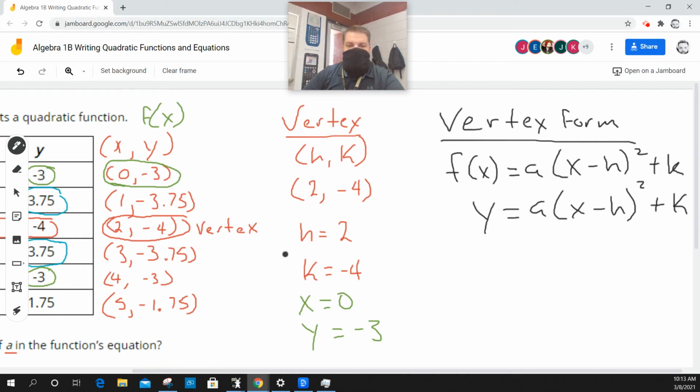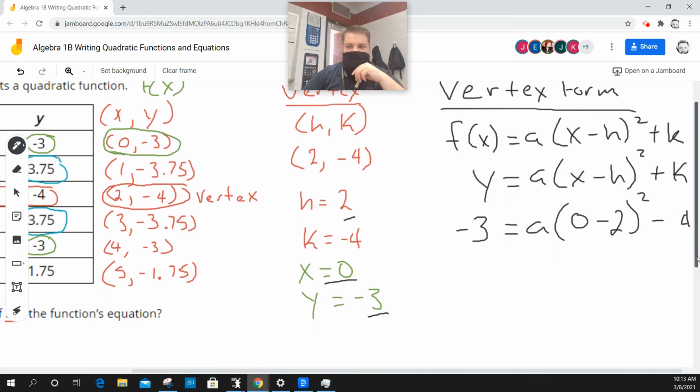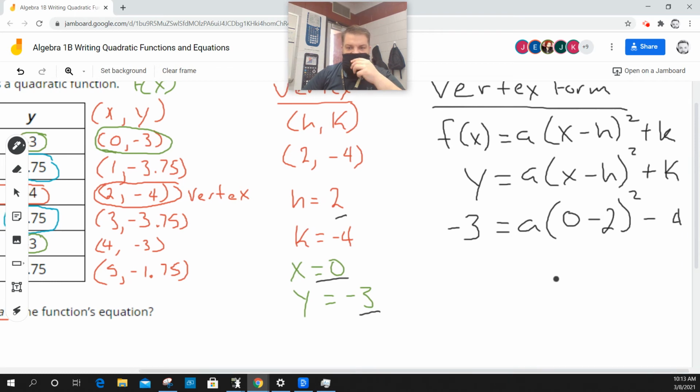Well, now I got a bunch of numbers. So I'm going to plug in -3 for y. I got that from here. I don't know what a is. For x, I'm going to choose 0, minus h, which is 2. I'm going to square that, plus k, which is -4. Now, if you look at this carefully, I have a bunch of numbers and the letter a. I can solve for a now.